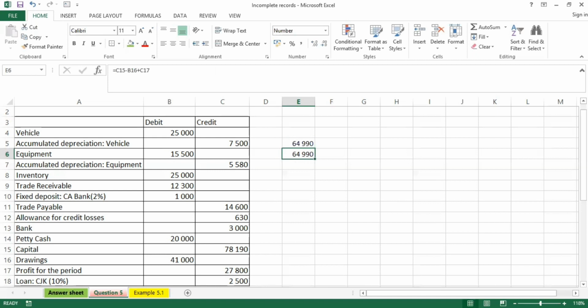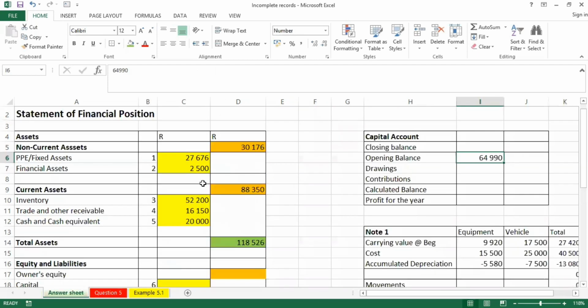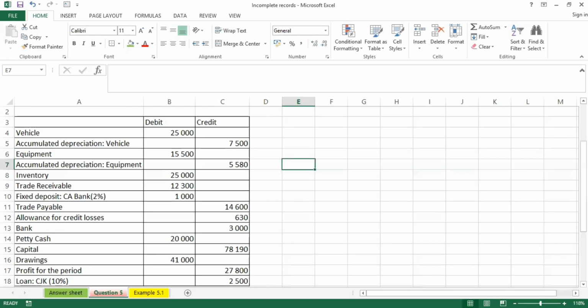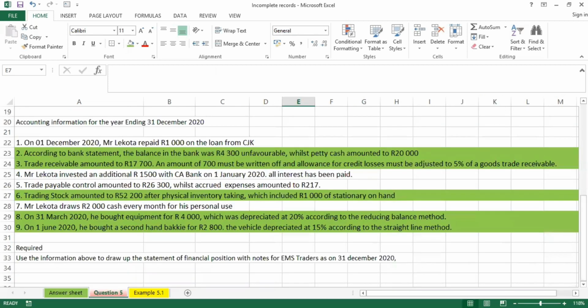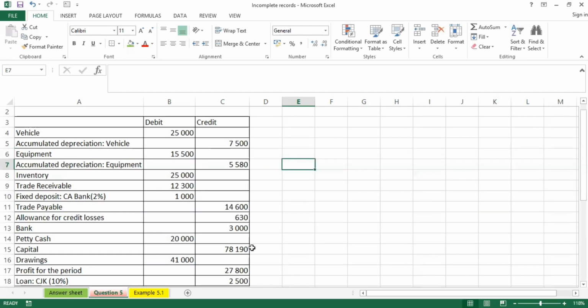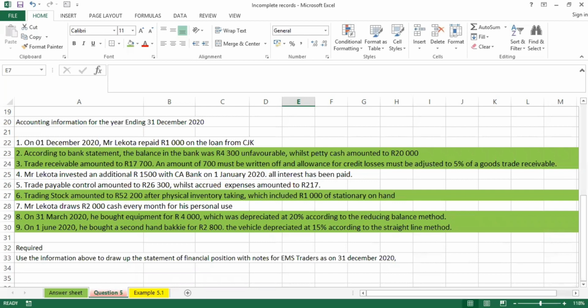And then, what's next? So let me just top that off. On our answer sheet, we're done with our opening balance. Now we're looking for our drawings. So we go back to our question and check what they told us concerning our drawings. We have our drawings at the beginning, which is the 41,000. We're not looking for drawings at the beginning, we're looking for our drawings at the end. So we check information number 7.